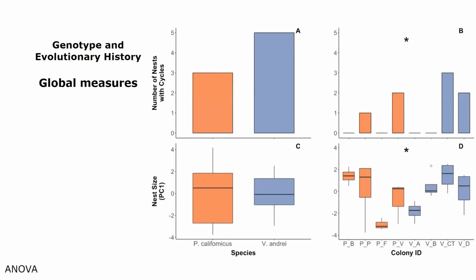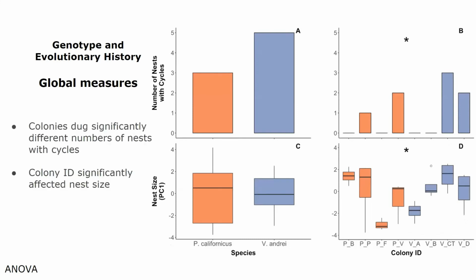These figures are very similar, except now we're looking at global measures. So our top row is the number of nests with cycles, and the bottom row is nest size. Similarly, on the left, we have species, and on the right, we have colony ID. Overall, we found that colonies dug significantly different numbers of nests with cycles. So here in panel B, specifically what we found was that some colonies just didn't even build cycles in their nests. And we also found that colony ID significantly affected nest size.